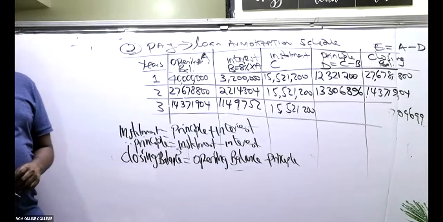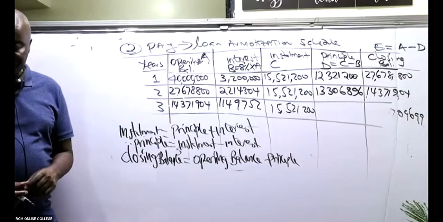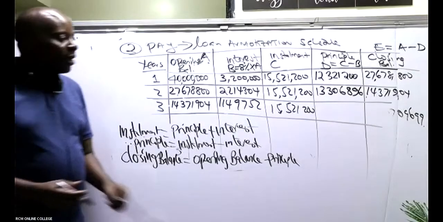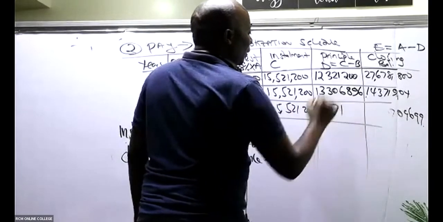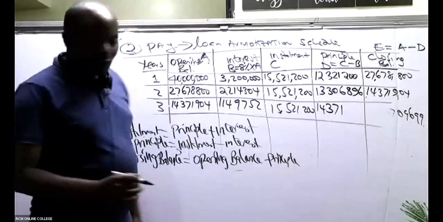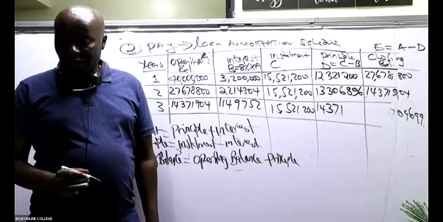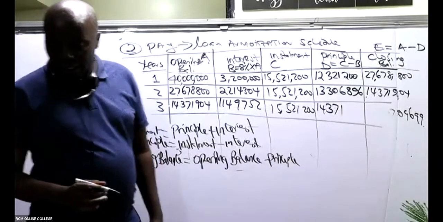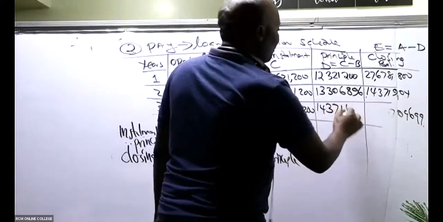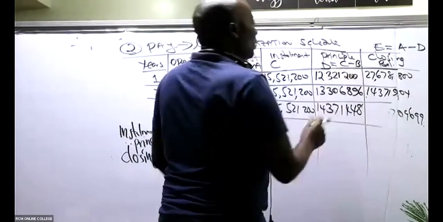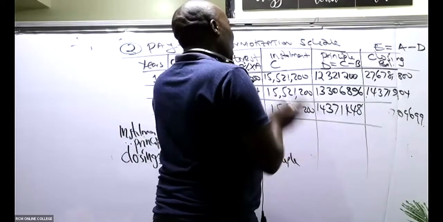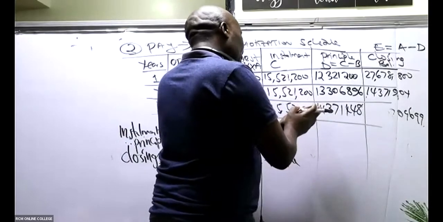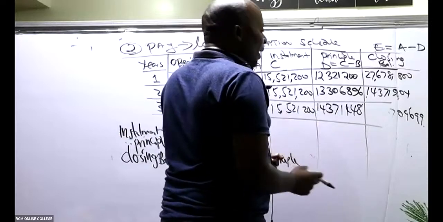Yeah, so you're getting here 14,371,448. And once I get this figure, straight away I know how to get the closing balance: opening balance minus the principal, and I'm right enough.